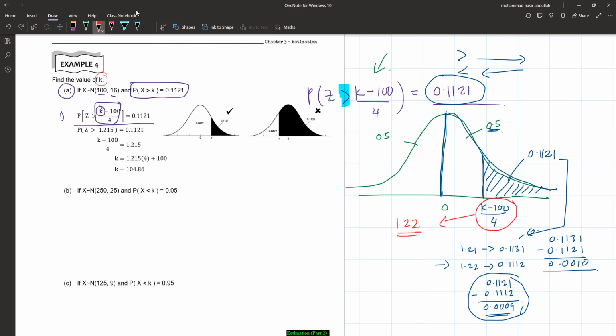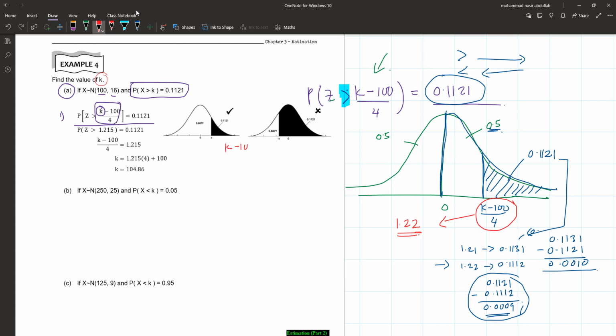But this is more accurate. But I don't like this one. Sometimes we will get a different answer by a different method. This is quite subjective. If you look at their example, it is 1.215. But I like to get the whole number here based on the statistical table. So this one should be 1.22.